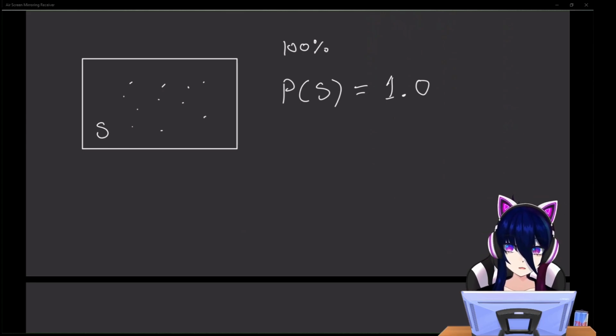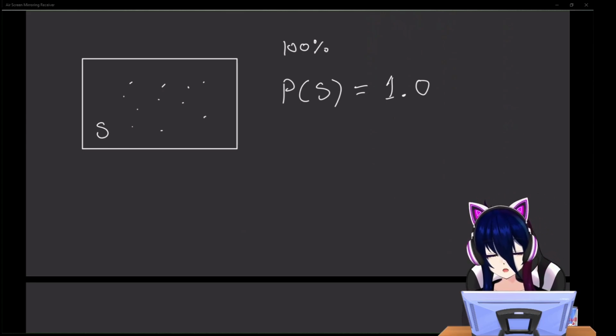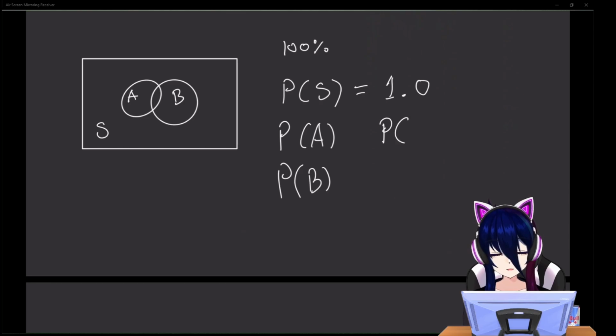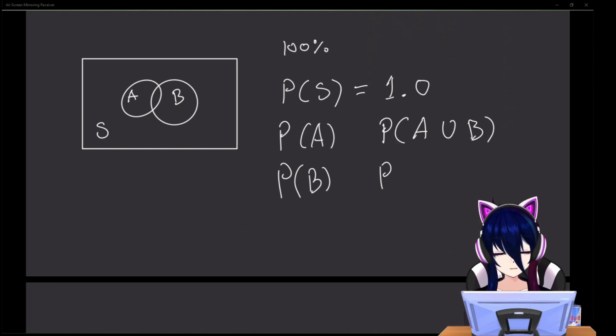With that, we can say that in this set S, if I'm choosing from A and I'm choosing from B, well then we're going to have a probability of A be something, we're going to have a probability of B be something, we're going to have a probability of A unioned with B be something, we're going to have a probability of A intersecting with B be something.